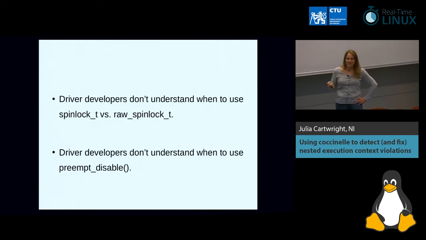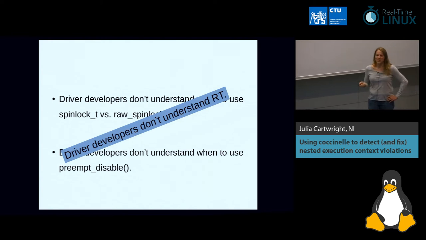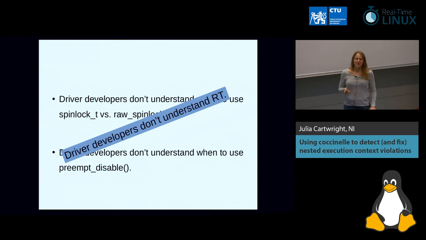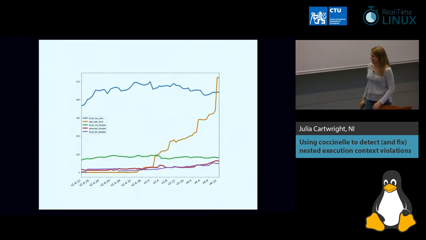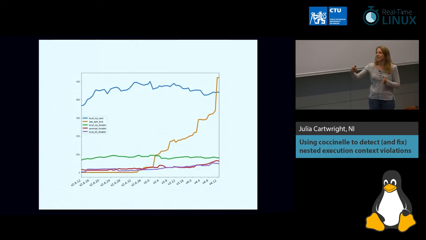Here's my second point, that driver developers don't understand when to use preempt disable. I think that's pretty clear. A more general case, which I've presented evidence for, is that I don't think driver developers really understand RT. And as a bit of an aside, I decided to look at the evolution of the usage of these APIs in the driver tree over time.